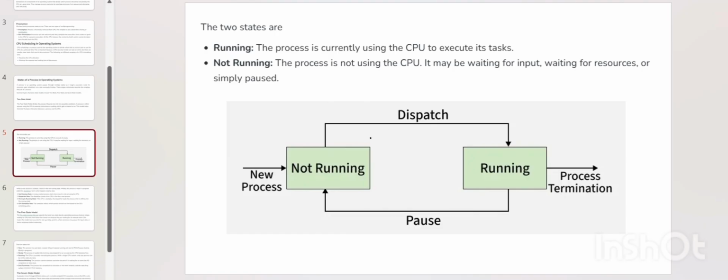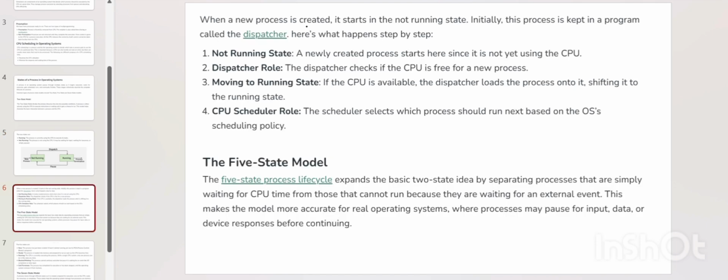This is the diagram of that 2 state model of a process: not running and running, and at last the process is terminated. When a new process is created, it starts in the not running state. Initially it is kept in a program called the dispatcher. There are these steps in the 2 state model: the not running state, the dispatcher's role, moving to the running state, and the CPU scheduler's role.